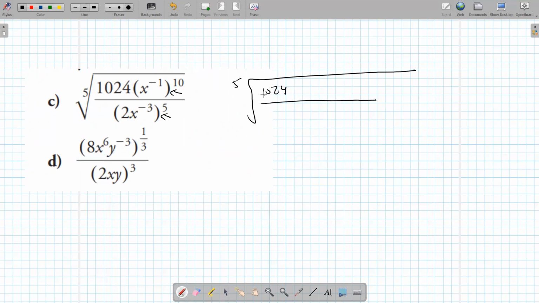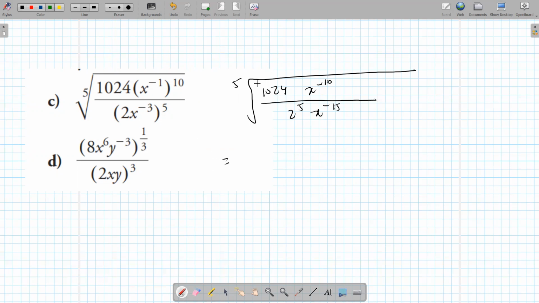What do we get for the first bracket? X to the power of negative 10. Oh, okay. Negative 1 times 10, negative 10. What about on the bottom? Open that bracket in the denominator. 2 to the power of 5. Right. And x to the power of -15. Okay, like that.